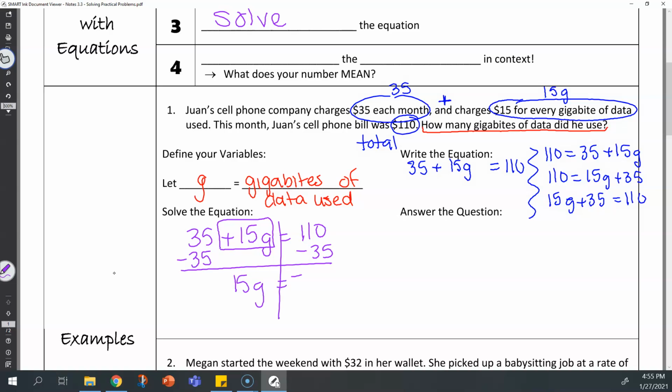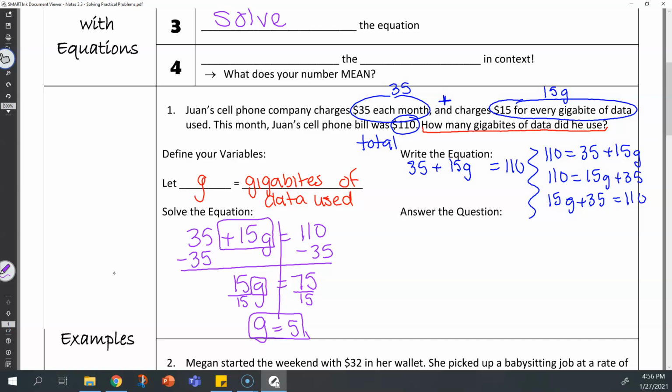$110 minus 35 is 75. And then I need to get G alone, so I'm going to divide by 15. G is left over. 75 divided by 15 is 5. Okay. Now, G equals 5 is a great answer.